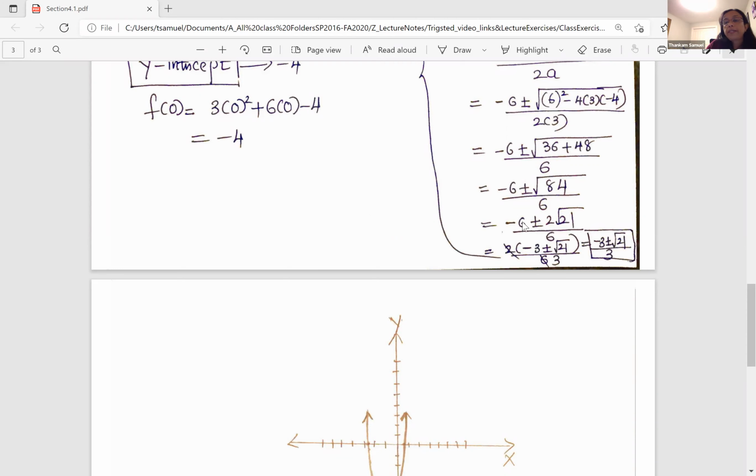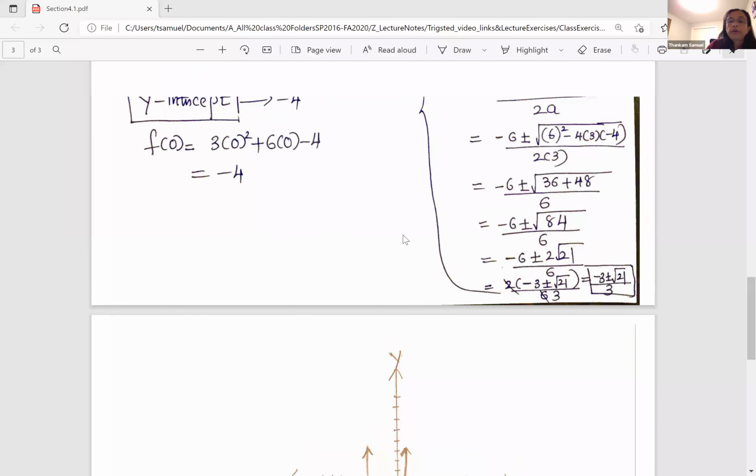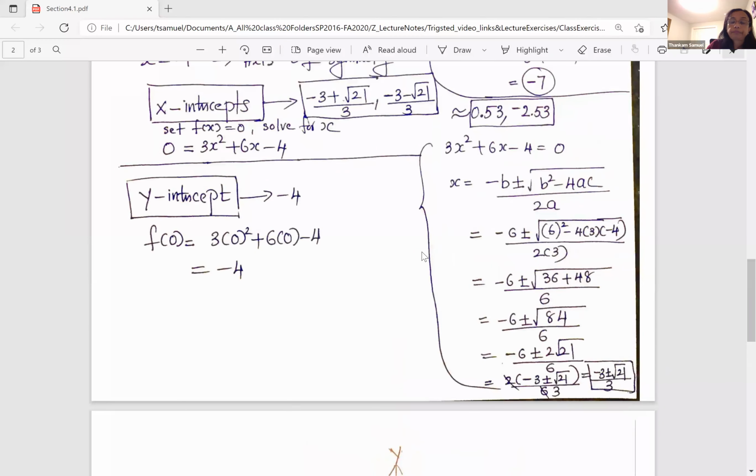Now to simplify this, factor out the common factor from the numerator, that is 2. So when you factor out 2, you have -3 plus or minus the square root of 21 over 6. Then you can simplify this. So you will get -3 plus or minus the square root of 21 over 3. So in order to graph this, we need the decimal form. So the corresponding decimal form is 0.53 and -2.53 approximately.